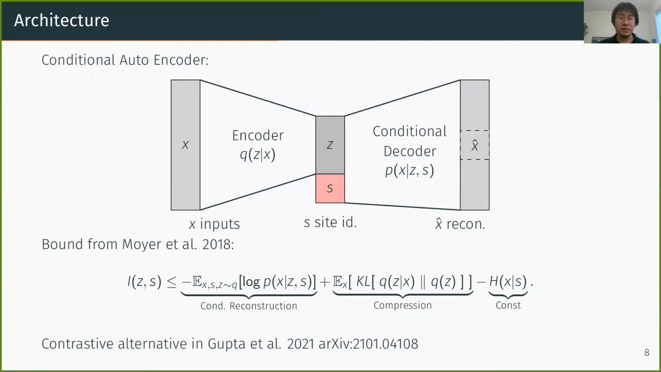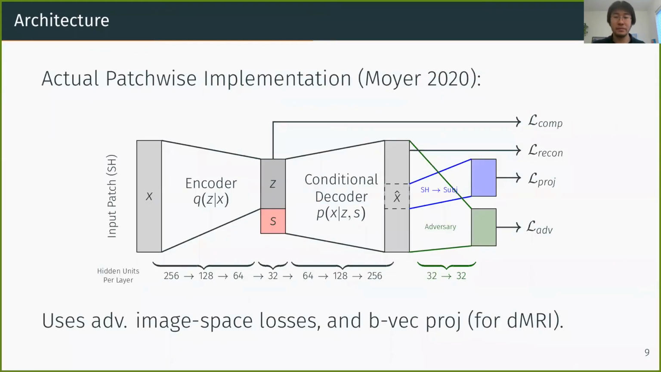And there's other alternatives as well. Recently, Umang Gupta from USC also published a contrastive divergence version of this, which is using more popular recent technology, and it works very well. So I suggest you look at that as well. So this is for diffusion imaging. This is a 2020 paper, and it takes in a patch in spherical harmonics and outputs a patch in spherical harmonics, which are then mapped to B vectors. And it has an adversary, so you can view this as a VAE-GAN if you want to get into the weeds. But really, it's using the same idea.